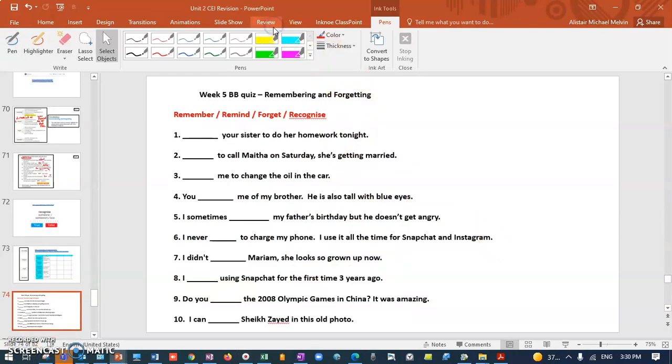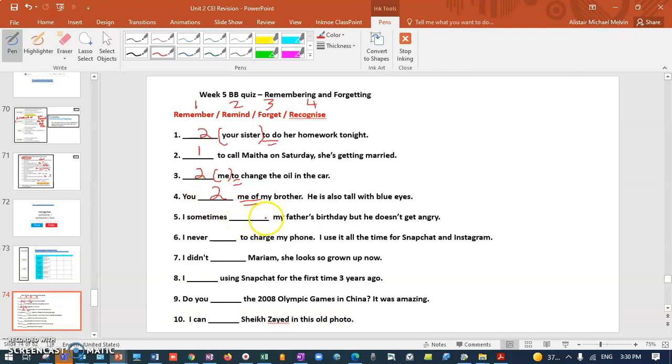So I'm just going to number these 1 to 4. So 1, 2, 3, 4. Okay. So you remind somebody to do something. So you've got somebody here. So that's number 2. Remind your sister to do her homework tonight. She might forget. Number 2. Remember to call Meta. She's getting married. Number 3, remind me to change. So remind somebody to, that is number 2. Number 4, you remind me of. So that's the one I was telling you about. Reminds me of.